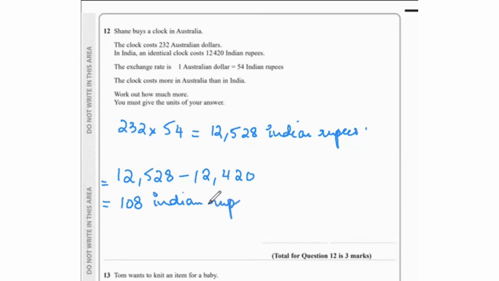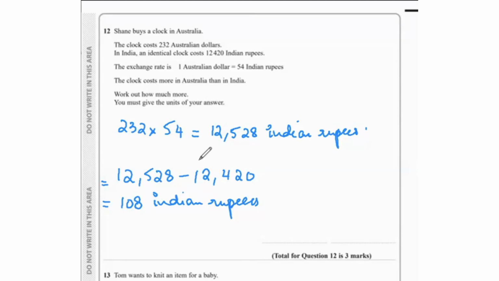Why Indian rupees? Because we're comparing the Indian rupees. We're not comparing Australian dollars. If we were comparing Australian dollars, then we should have converted the 12,420 into Australian dollars by dividing it by 54. So if we do that, 12,420 divided by 54, that's 230. So 232 minus 230 is 2 Australian dollars.